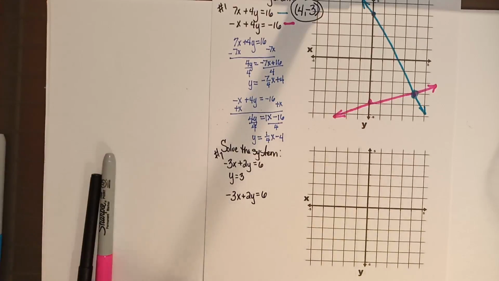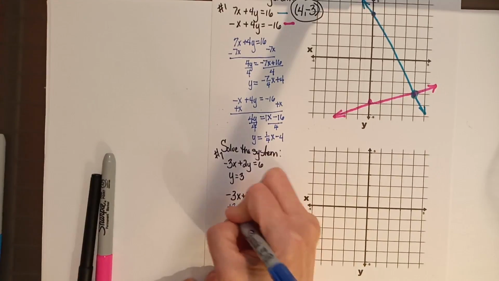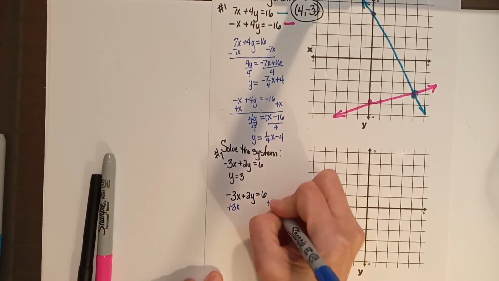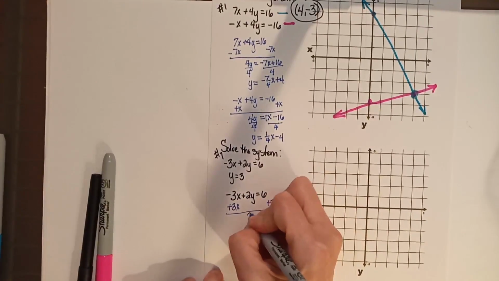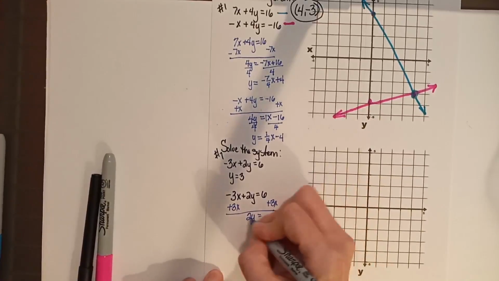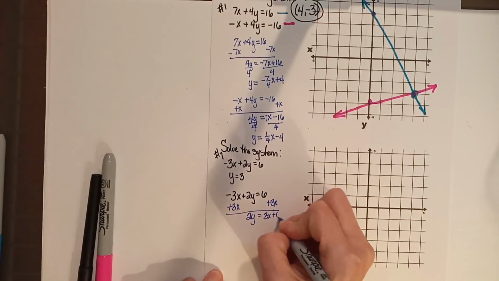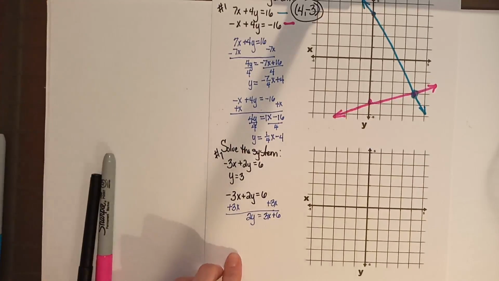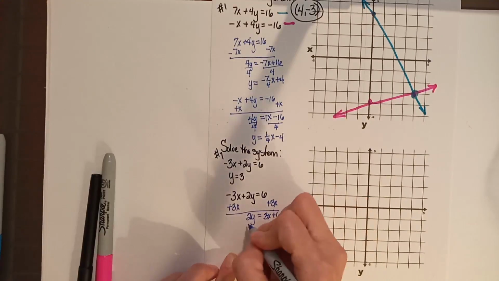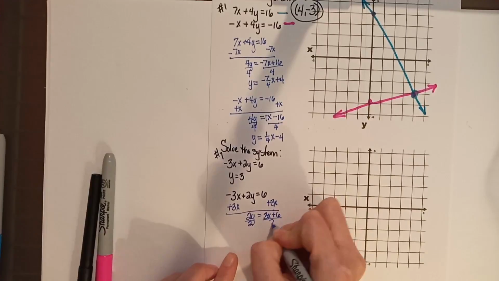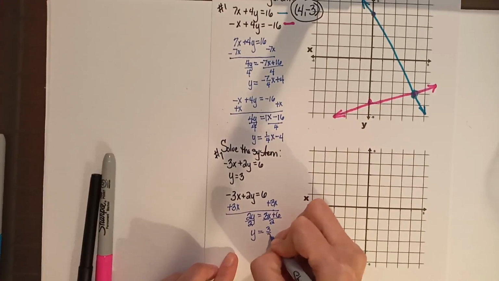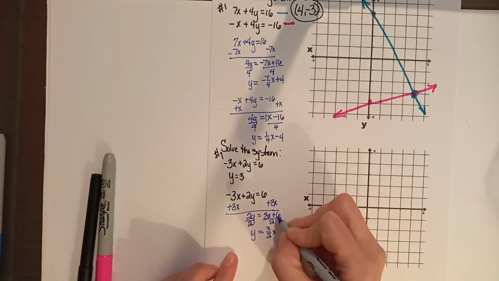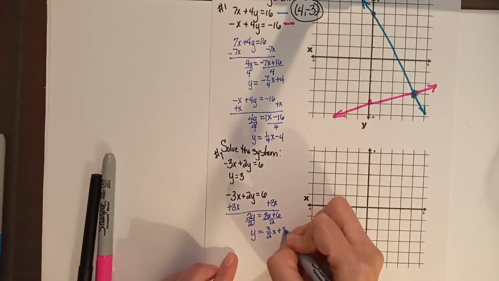So I'm going to add the 3x to both sides because I want everything but the y on the right. When I do that, I get 2y equals, I'm going to put the 3x in front, plus 6. Remember, I cannot combine the 6 and the 3x. One is a variable term, the other is a constant. Now I need to get rid of that 2, so I'm going to divide by 2. And I get y equals 3 divided by 2 x, and this is 6 divided by 2, which is 3.